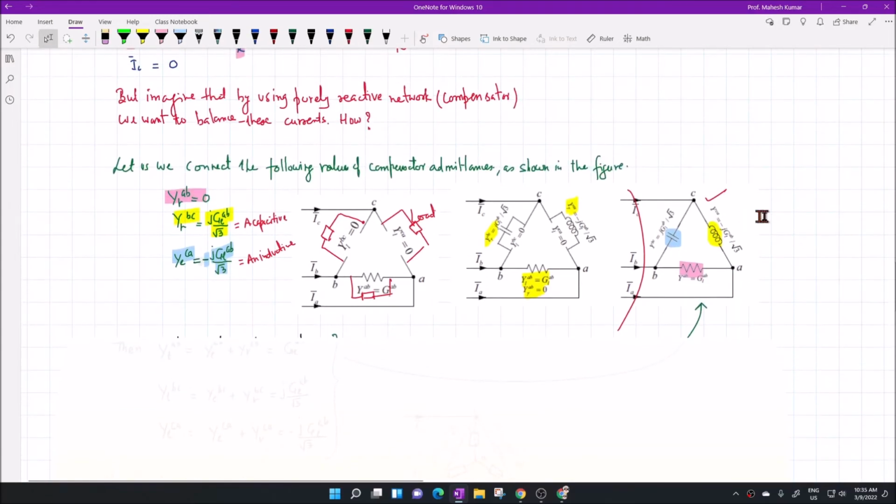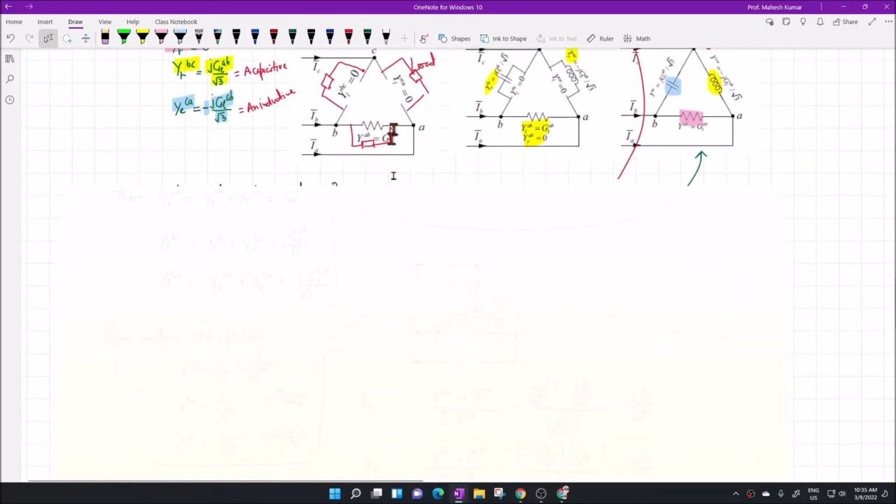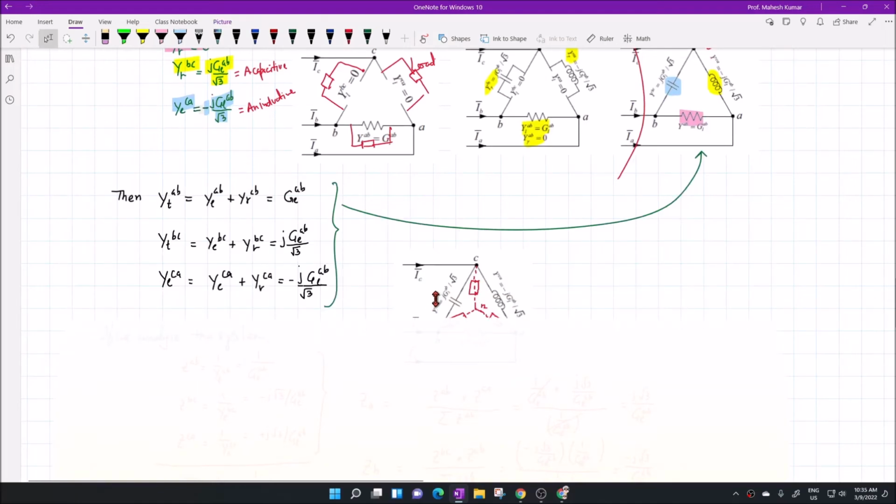So let us solve this compensated three-phase circuit and try to find out the currents. To find out the currents, we must know the total admittance, and then we can put these values in the expression that we have developed earlier, or we can also find them using the mesh method or nodal method. We will see it.